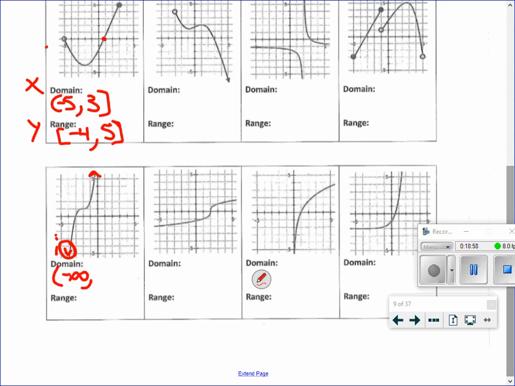And then I'm going to travel along, and I go to the end here, and I also have an arrow, which means this is going to keep going up and to the right. So I'm going to go all the way to the right, which means I'll go all the way to positive infinity. Anyone think they know what the range is here? Same thing. Yep, negative infinity to positive infinity.